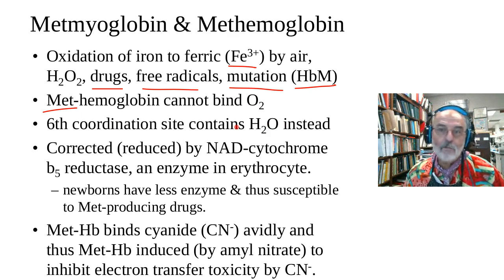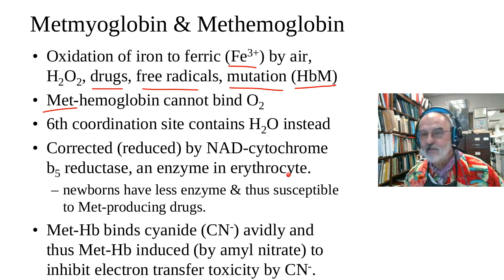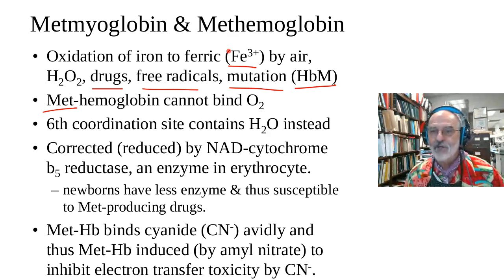So our bodies produce an enzyme that corrects this, something called NAD cytochrome B5 reductase. It's an enzyme that's in the erythrocytes that changes the iron back to a ferrous Fe2+. Now, this enzyme comes up soon after birth. So newborns don't have a lot of this enzyme, and thus they're more susceptible to MET myoglobin or MET hemoglobin than an adult is. So this is something that you have to look for.